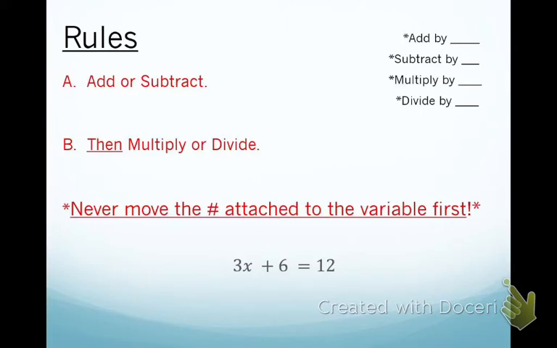Look at my problem down here. 3x plus 6 equals 12. What number is attached to the variable? 3. Now here's the deal. I want you to take your red pen and put a heart around the 3x. Those two are best friends. They like to stick together as long as possible. How many of you have a best friend? And maybe you've said, Mom, can they just stay over a little bit longer? You want your best friend to stay as long as possible. So the best friend will stay together as long as possible.